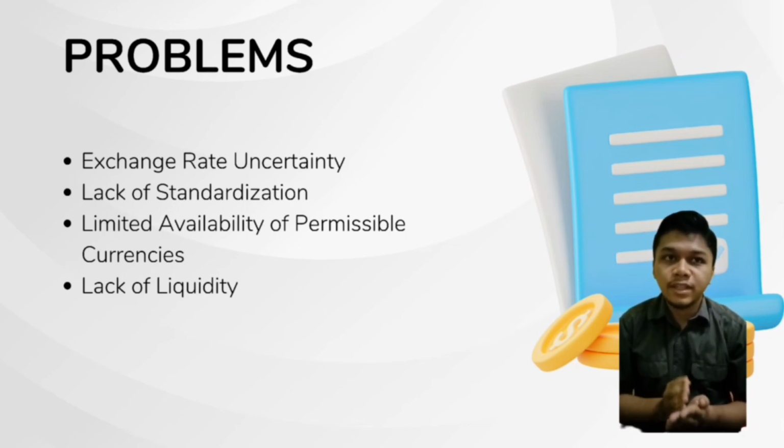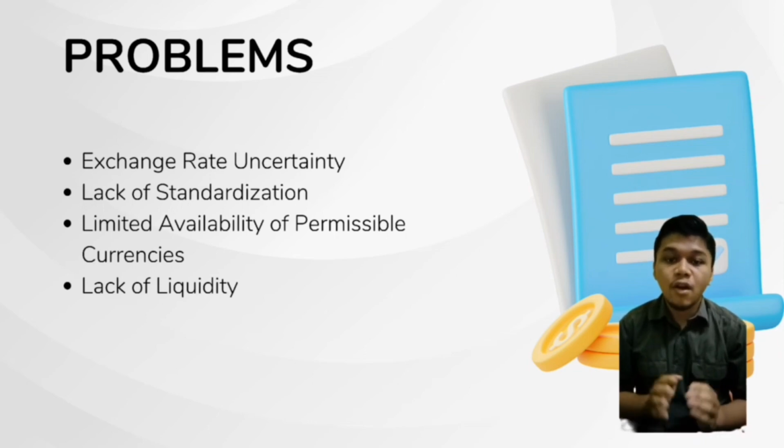So I'm here to present about the next topic, which is the problems that occur because of the Bai Al-Sarf transaction. So the first problem is exchange rate uncertainty. Determining a fair exchange rate in Bai Al-Sarf transactions can be challenging. Fluctuation in currency values and the absence of a standardized exchange rate can create uncertainty and lead to disputes between parties. Islamic financial institutions need to establish transparent mechanisms for determining exchange rates that align with Sharia principles.